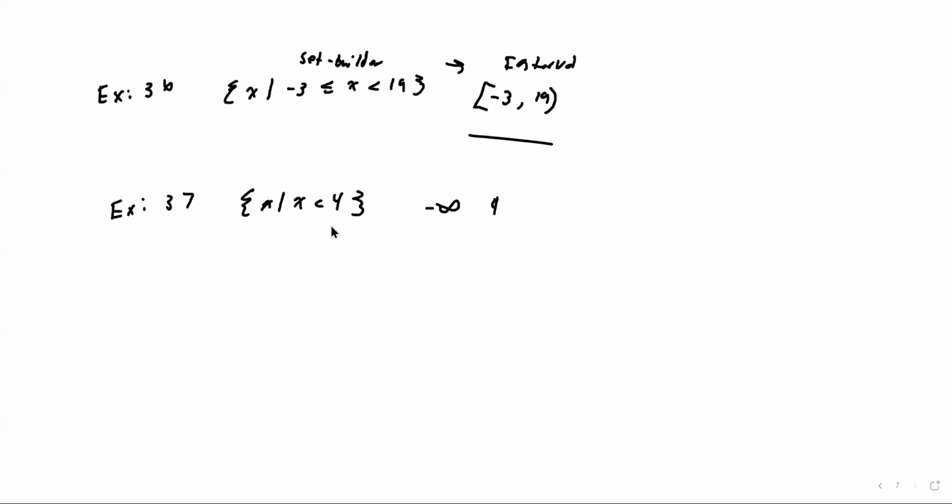Had that been a greater than sign, that tells you you need to go to the right side of the number line, so that would be positive infinity. Again, infinities always get parentheses. And your 4 here, since it's just less than and not equal to, would also get a parenthesis. So you can look at it this way: x is less than 4 means every number that's less than 4, but not including 4, is included.